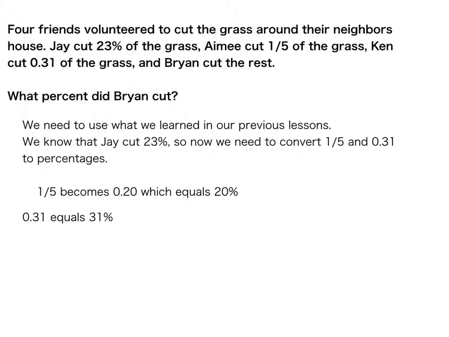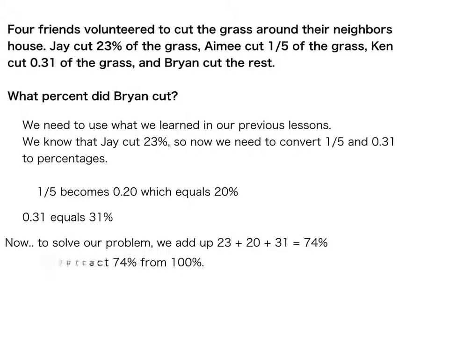0.31, we multiply by 100 and add the percent sign, so we've got 31%, 20%, and 23%. We add them all up, so between Jay, Amy, and Ken, they cut 74%. Now Brian cut the rest. We subtract 74 from 100. So Brian cut 26% of the grass.